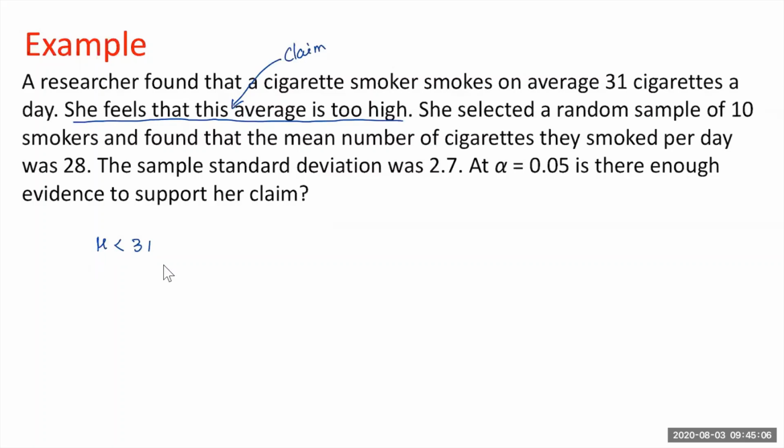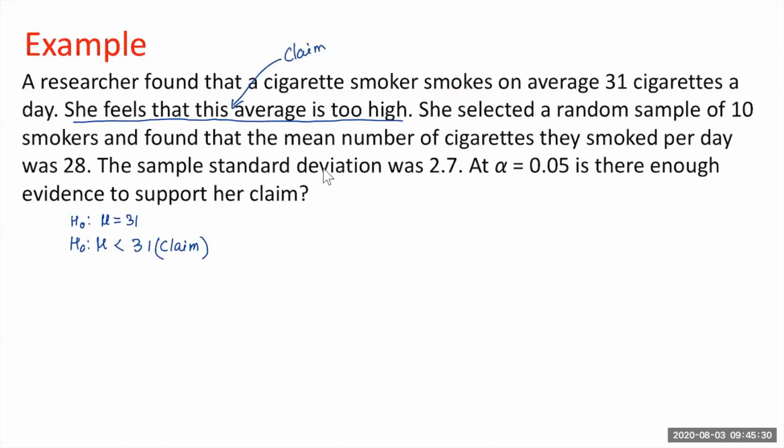That means this must be the alternative hypothesis. So the null hypothesis is mu equal to 31, because in the null hypothesis, you have the equal to sign. This is the claim. So make sure we label the claim. Okay, that is the first part here.